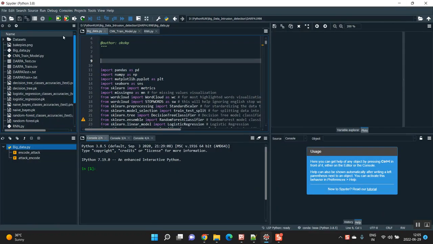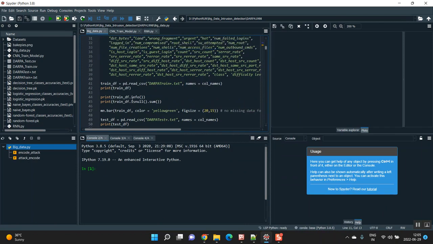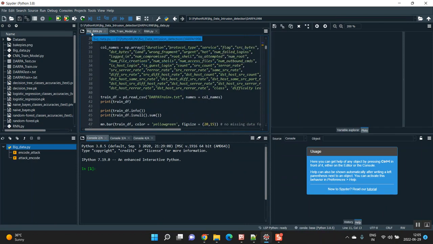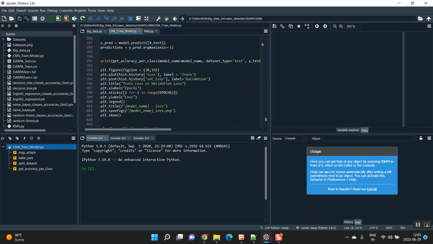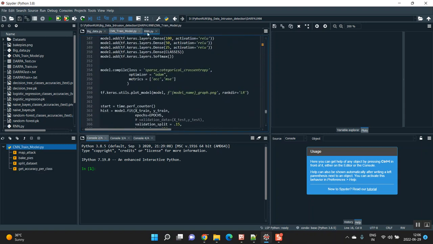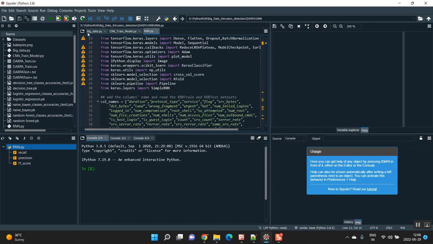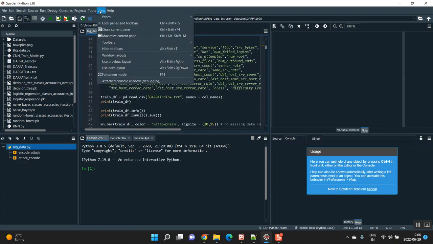So first, I'm going to execute three types of files. This is big data, and on this big data we are using ML classifiers. Not only did I use decision tree and SVM, I also used logistic regression and further classifiers. And then I am training the same data set using the CNN train model and RNN train model, which you had informed me. So right now I am starting the execution here.